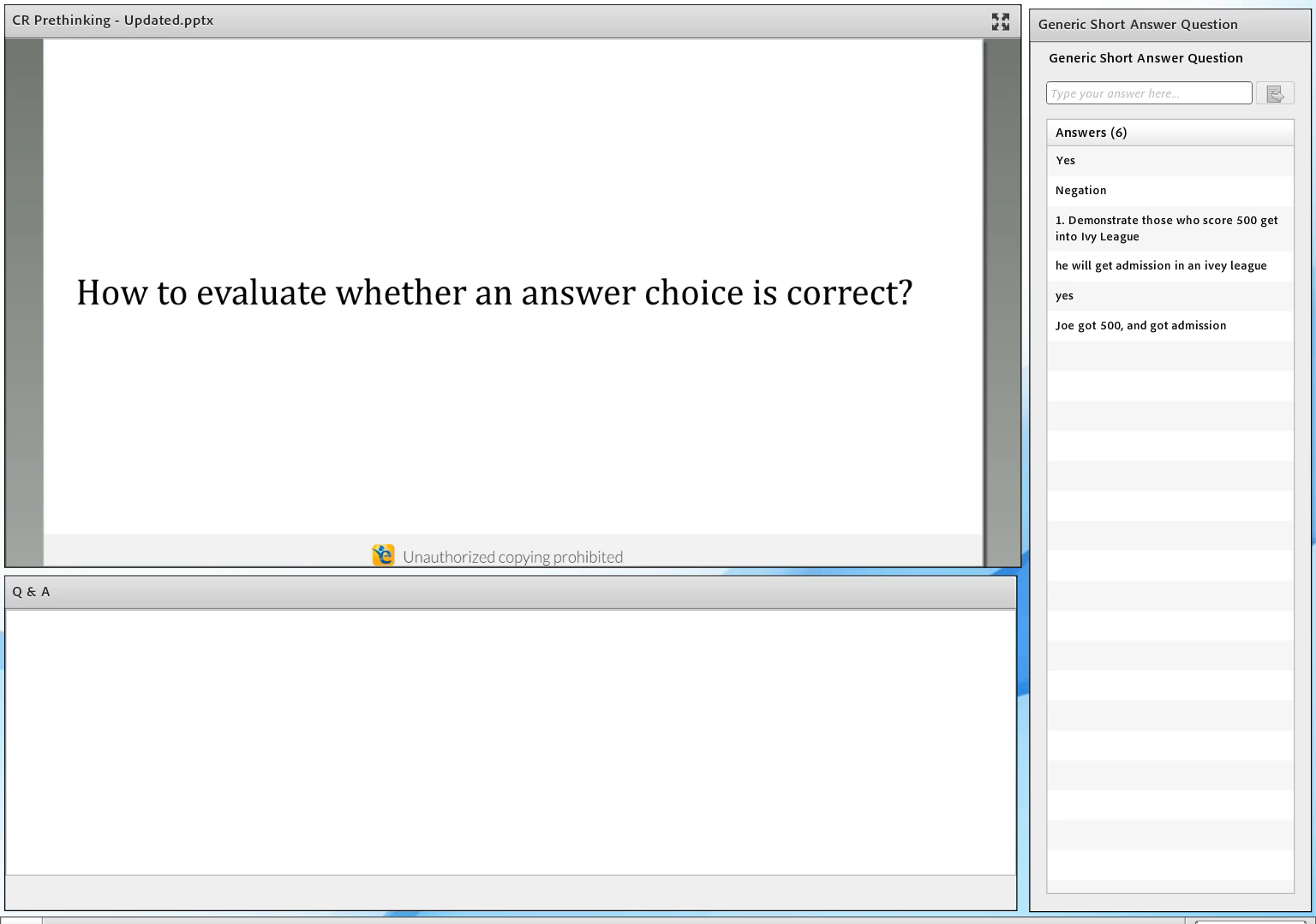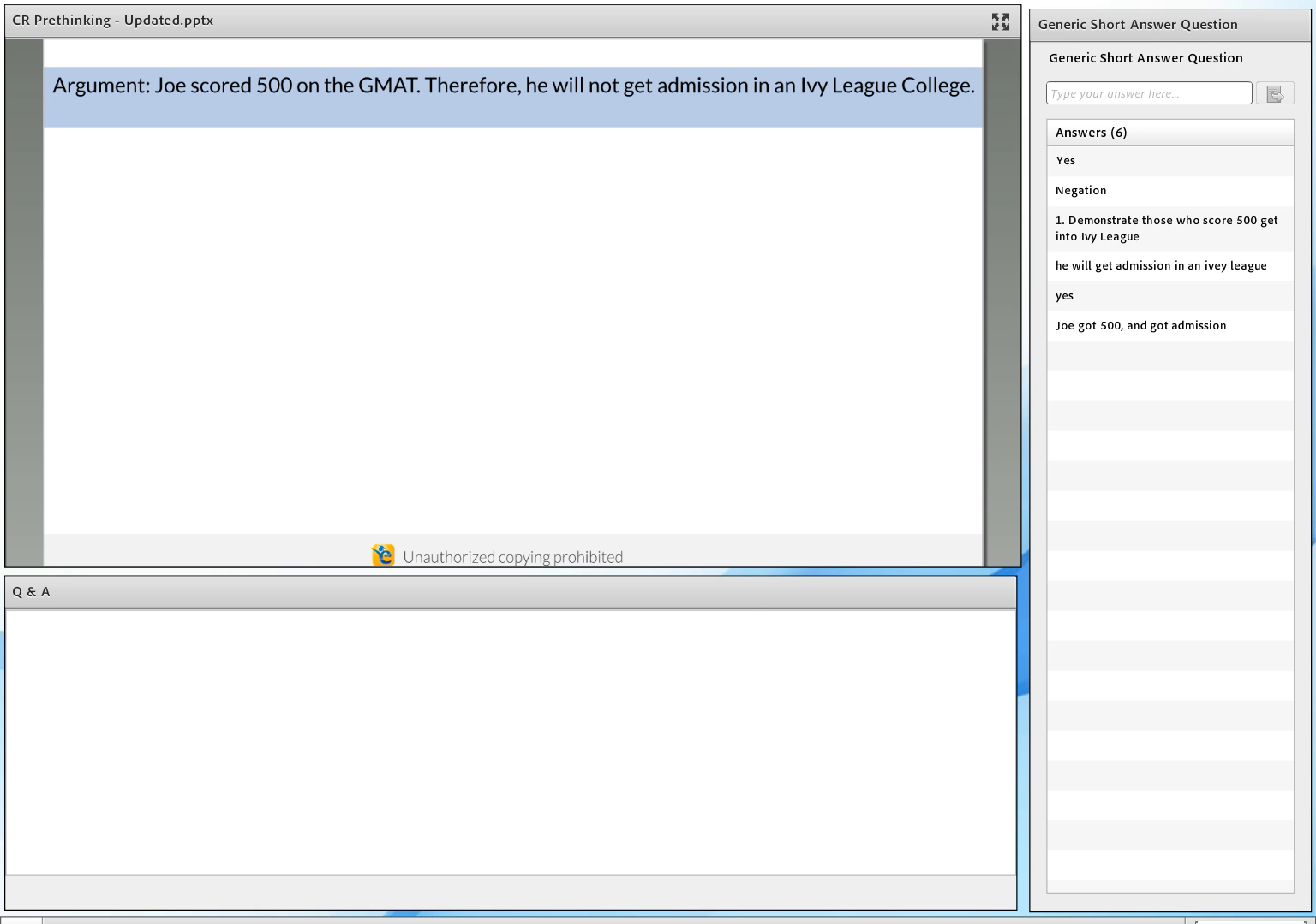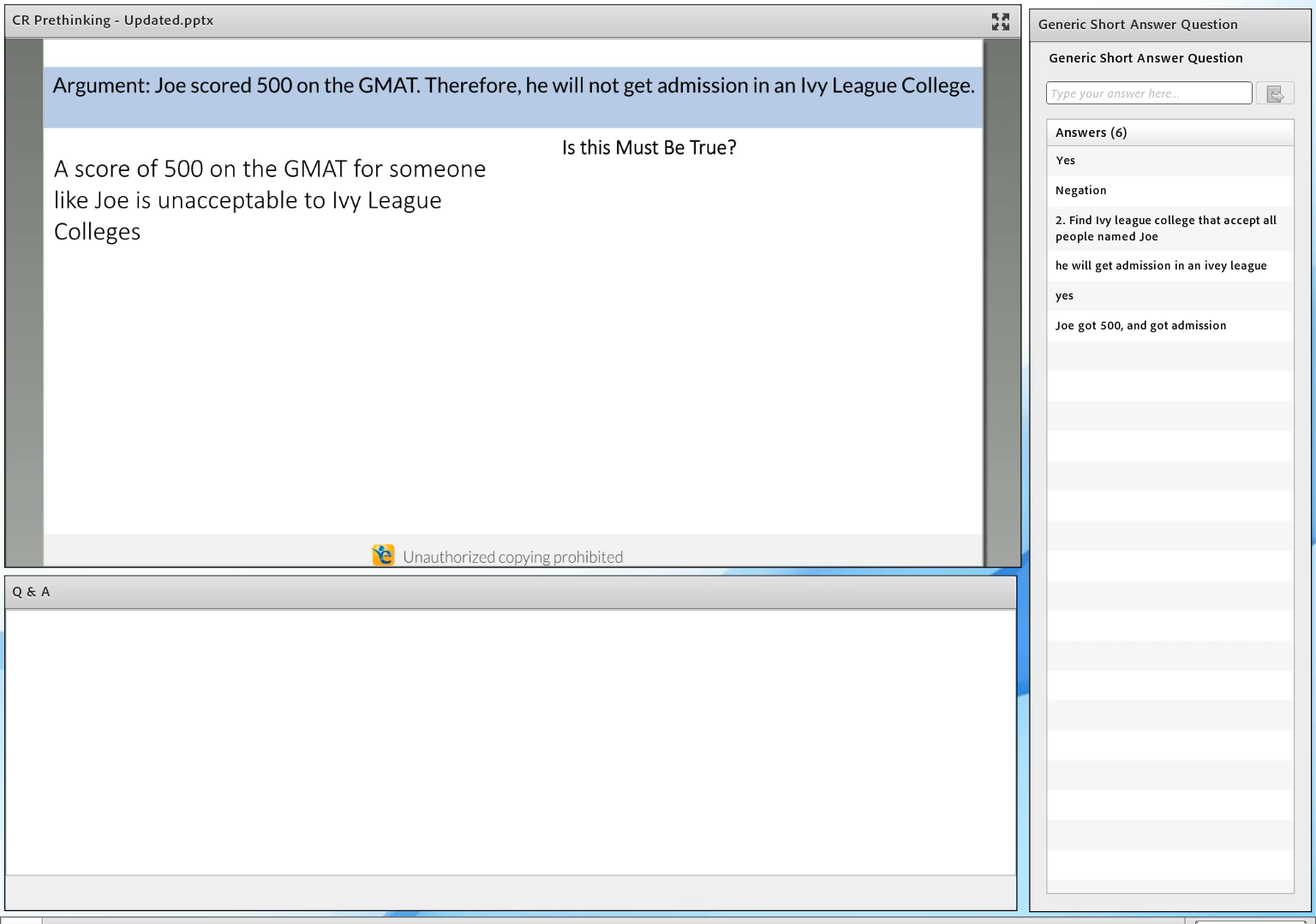So then let's see whether an answer choice is correct or not. How do we evaluate that? We're going to look at the answer choice that we said was a correct assumption. And this was the answer choice: a score of 500 on the GMAT for someone like Joe is unacceptable to Ivy League colleges. Then we ask ourselves, is it true? Which means, will Joe get admission into an Ivy League college, or will the conclusion break down if the statement to the left no longer holds true?